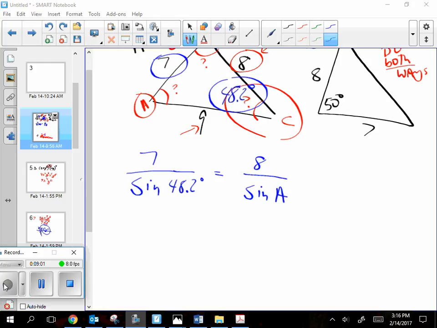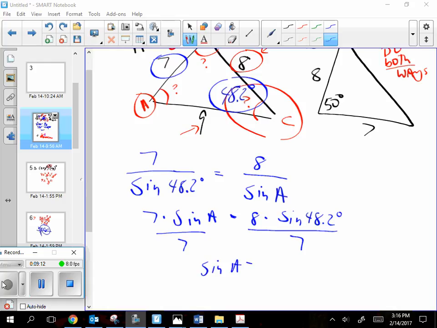Now I'm going to cross multiply and solve this one. First I would get this after I cross multiplied. Then I'm going to divide by 7 on both sides, and sine of A is equal to 0.85. Then I need to do the inverse sine, and A must be 58.4 degrees.